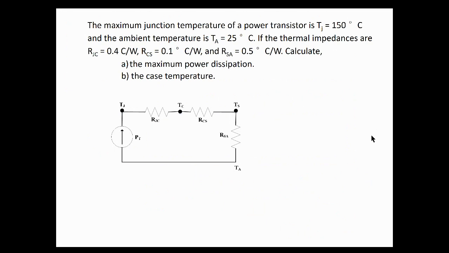The maximum junction temperature of a power transistor is TJ, 150 degrees Celsius, and the ambient temperature, that's TA, is 25 degrees Celsius. If the thermal impedances are R_JC, the resistance between junction and case, 0.4 degrees per watt, and R_CS, the resistance between the case and the sink, 0.1 degrees Celsius per watt, and R_SA, the resistance between the sink and the ambient, 0.5 degrees Celsius per watt, you're asked to calculate A, the maximum power dissipation, and B, the case temperature.